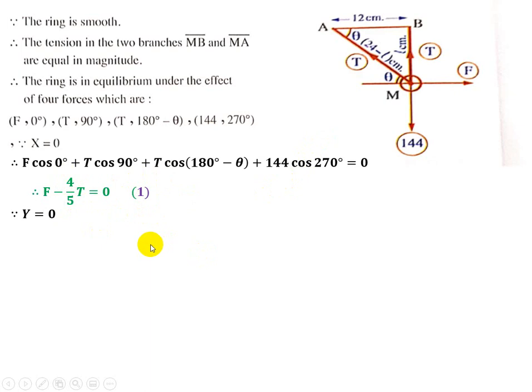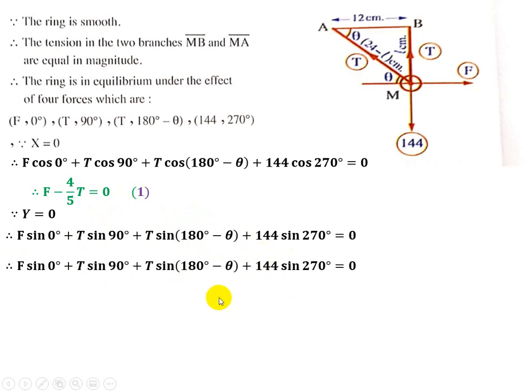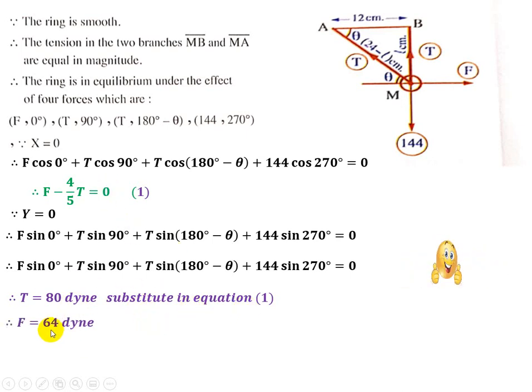Number 2, y equals 0. So F sine 0 plus T sine 90 plus T sine (180 minus theta) plus 144 sine 270 equals 0. Sine 0 equals 0, cancelled. Sine 90 equals 1, so it will be T. 180 minus theta is in the second quadrant, the sign is positive, and 180 doesn't change the sine. So it will be T sine theta, which means 3 over 5 T. Sine 270 is minus 1. So from here T equals 80 dyne. Substituting in equation number 1, you will have the value of F, it will be 64 dyne. Good luck next time.